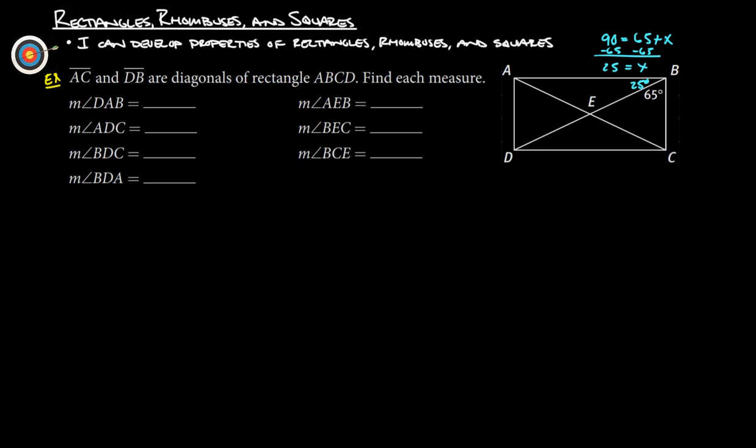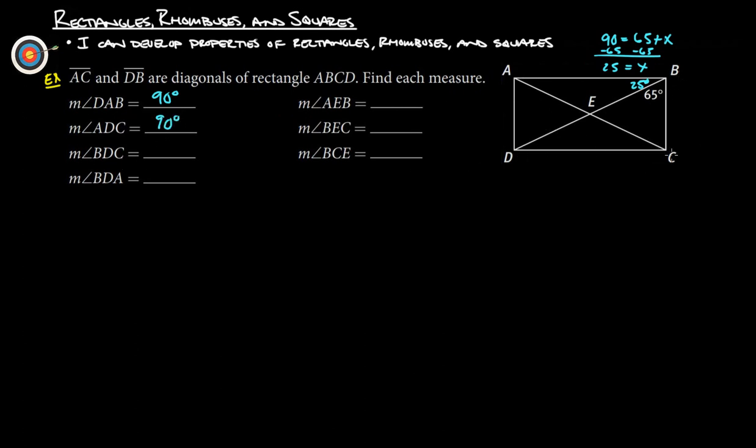Okay, now that we know what each of these are, we should be able to figure out everything else, right? So D to A to B, this whole thing right here, it's a rectangle, that has to equal 90 degrees, right? A to D to C, also 90 degrees.